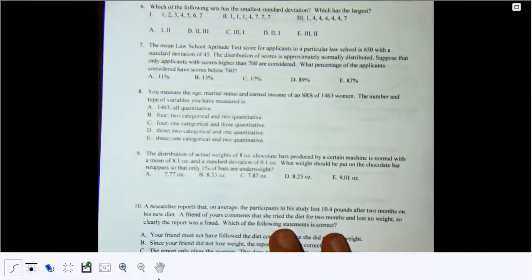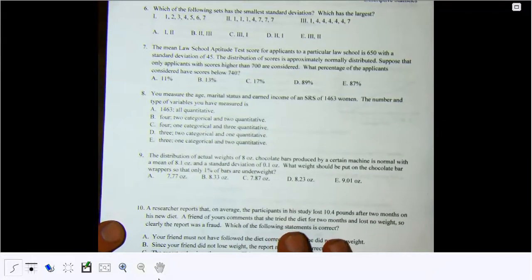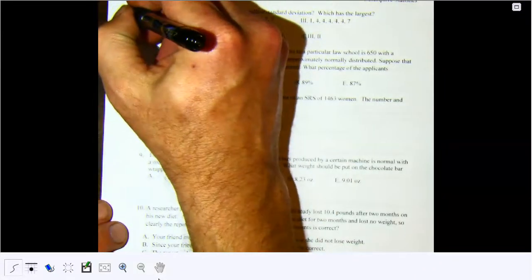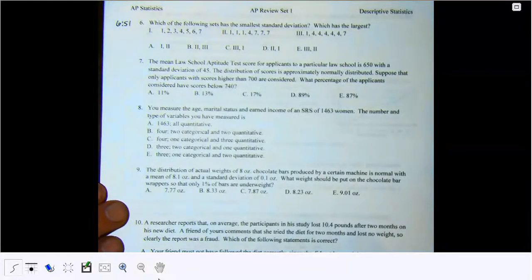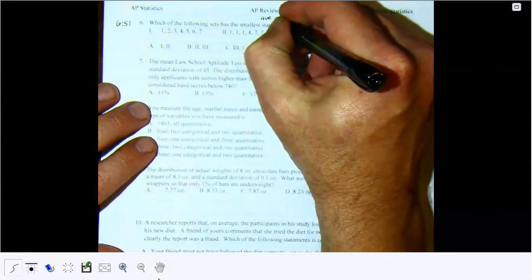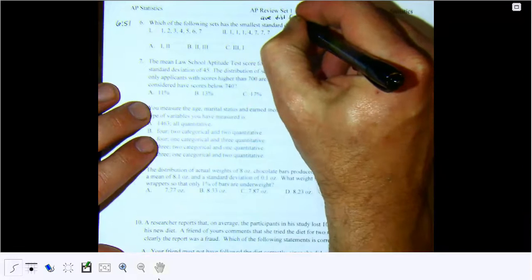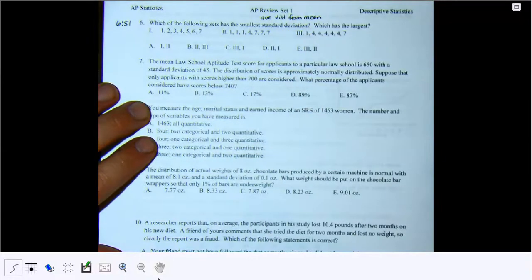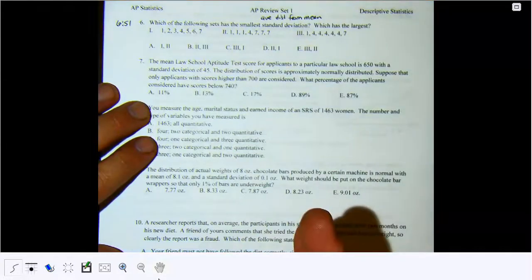All right. Question 6 is checking in at 6:51. Which of the following sets has the smallest standard deviation? We have to remember that your standard deviation is, in quick terms, the average distance from the mean. How far each piece is from the middle.